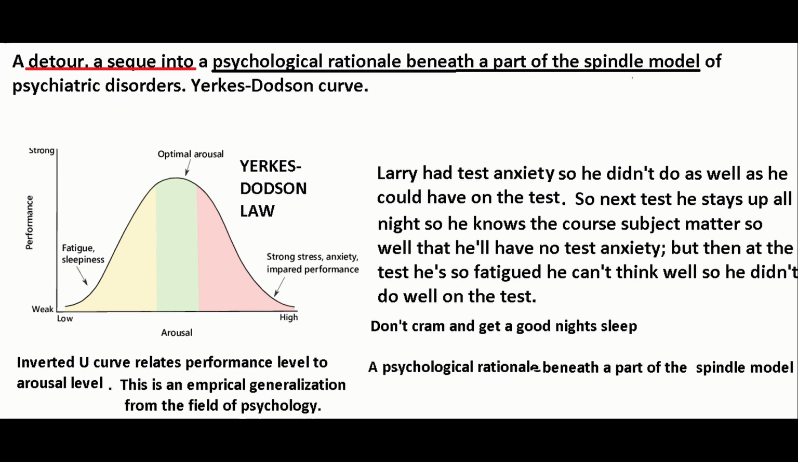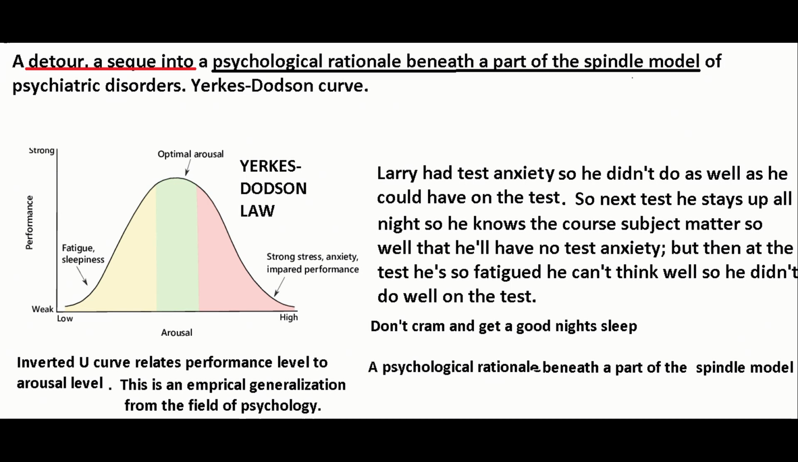the Yerkes-Dodson curves, which is out of psychology. This is called the Yerkes-Dodson law, and it's an inverted curve that relates performance level to arousal level. So anyway, the example is that the student had test anxiety. So when he took his test, he didn't do as well as he should have because he had a high level of arousal. So the next test, he stays up and studies all night so he'll know the subject matter and won't have any test anxiety.